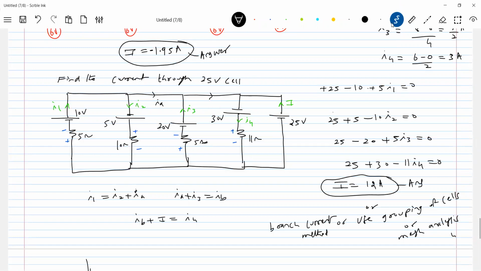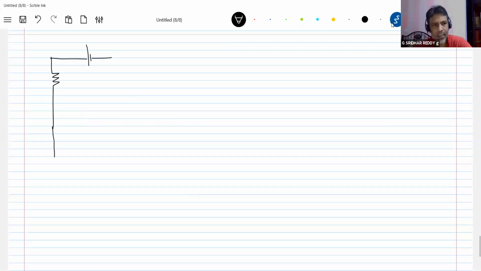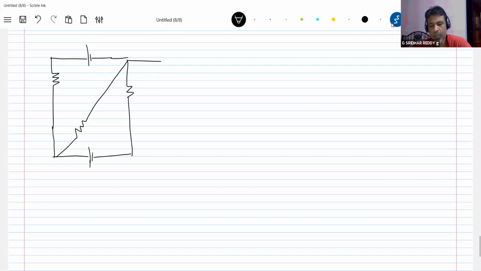Sir, can we assume that the lower wire has potential 0 and do it like that? You try. What is there in that one? I'm getting 15, sir, that's why. Something went wrong. Make a keen observation here. You have to make very keen observation.